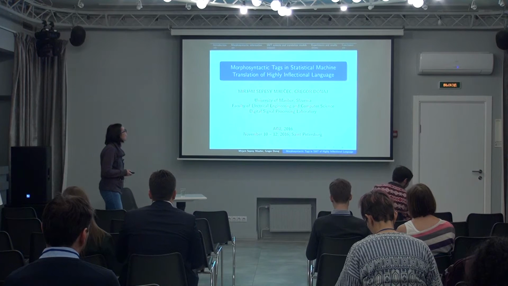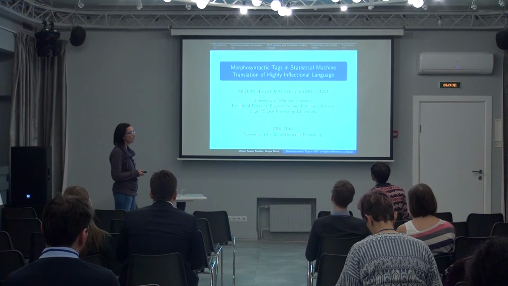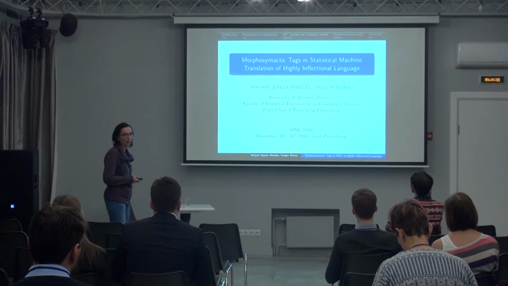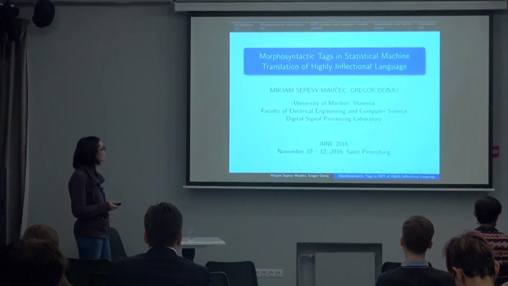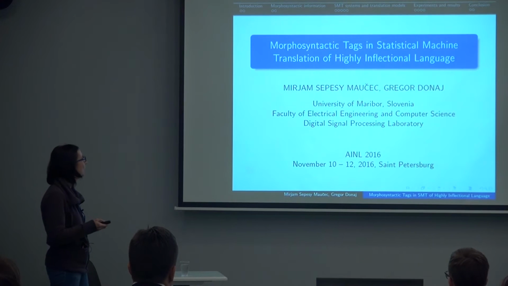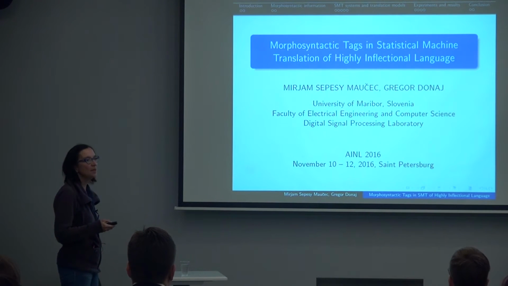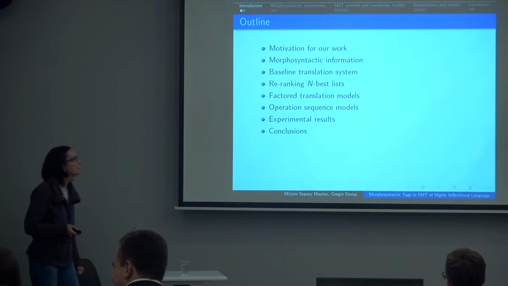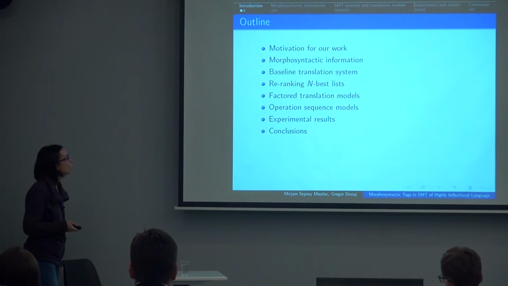This talk is about using morphosyntactic information of a highly inflectional language in statistical machine translation, when translating to or from a language with a very simple morphological structure. It's commonly English. First, I will tell what is the motivation for our work.